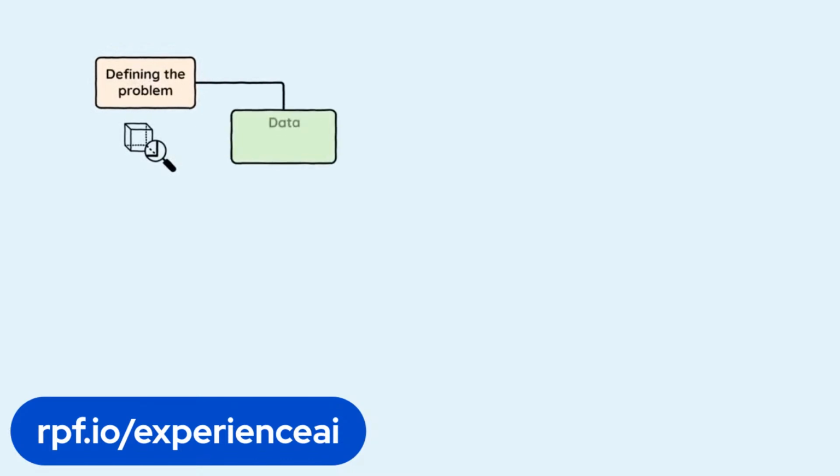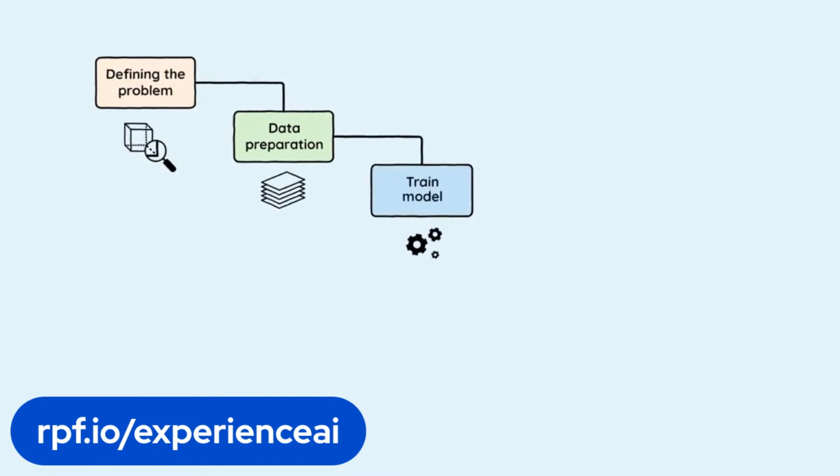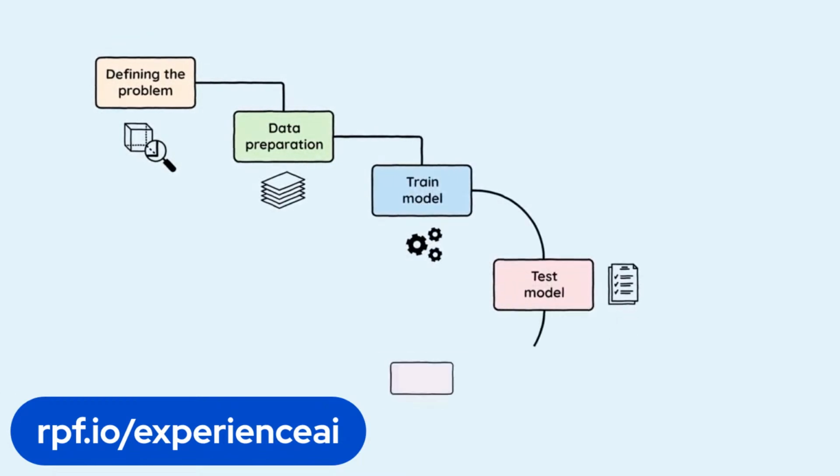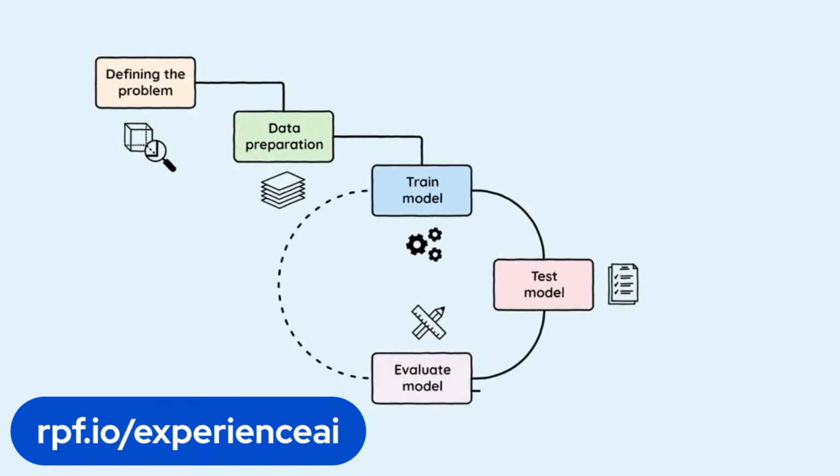The typical AI project has 6 stages. It starts with defining the problem, then we move on to a phase where we collect data and prepare the data, then we do a training of a model, we test it, we evaluate it, and eventually we want to explain the model.